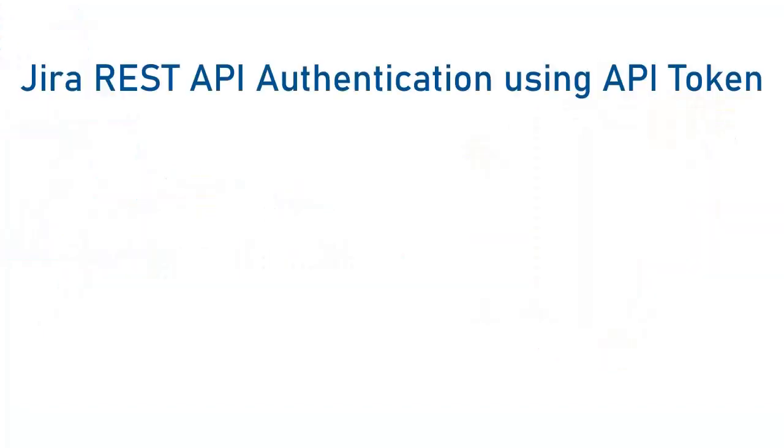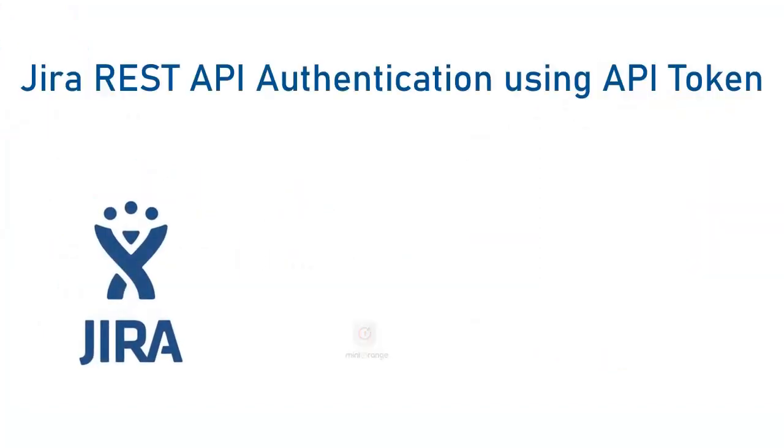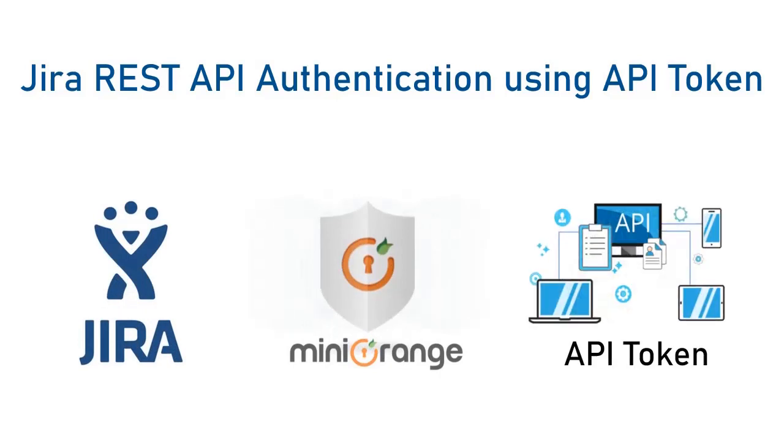So, in this video, we are going to set up Jira REST API authentication using API token. The setup for Confluence and Bitbucket is same as that of Jira. Now let's get started with the setup.